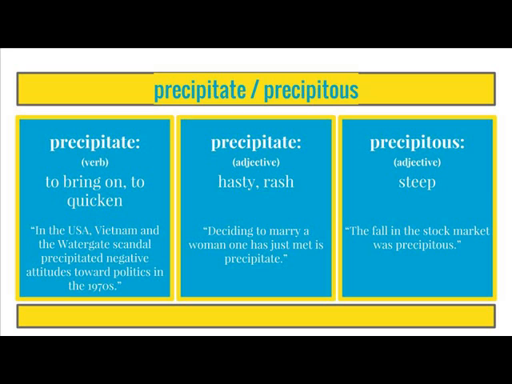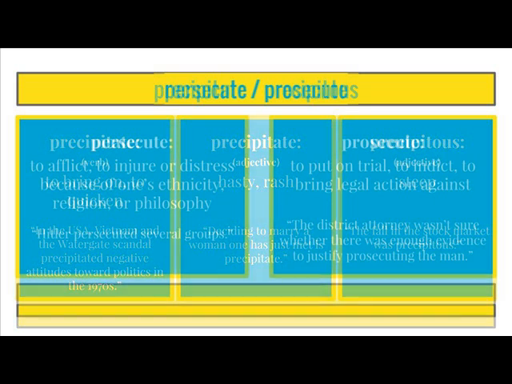Precipitate, as a verb, to bring on, to quicken. In the USA, Vietnam and the Watergate scandal precipitated negative attitudes toward politics in the 1970s. Precipitate, as an adjective, means hasty, rash. Deciding to marry a woman one has just met is precipitate. Precipitous is an adjective meaning steep. The fall in the stock market was precipitous.